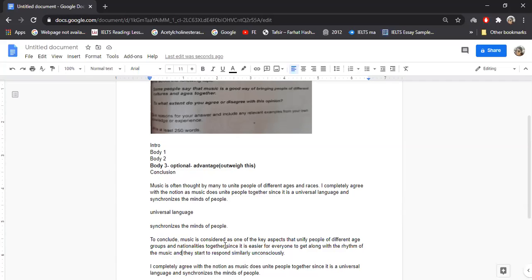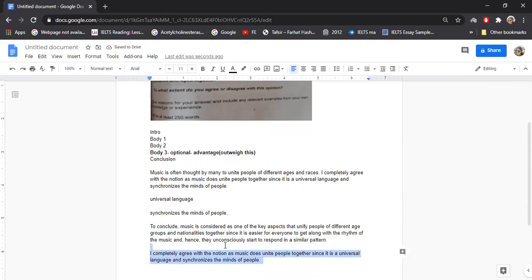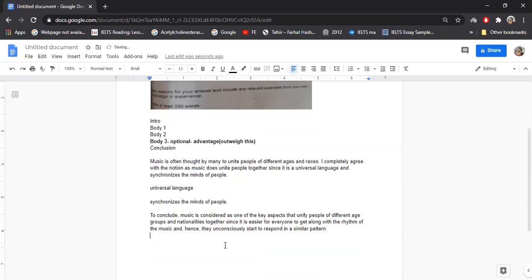Consequently, eventually, they unconsciously start to respond in a similar pattern. Wow. Right? So you see, although we have not even developed our main body paragraphs yet, we have written what we want to say.